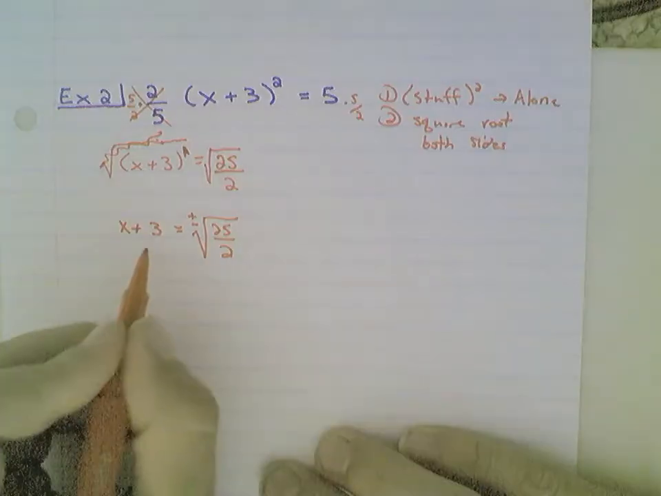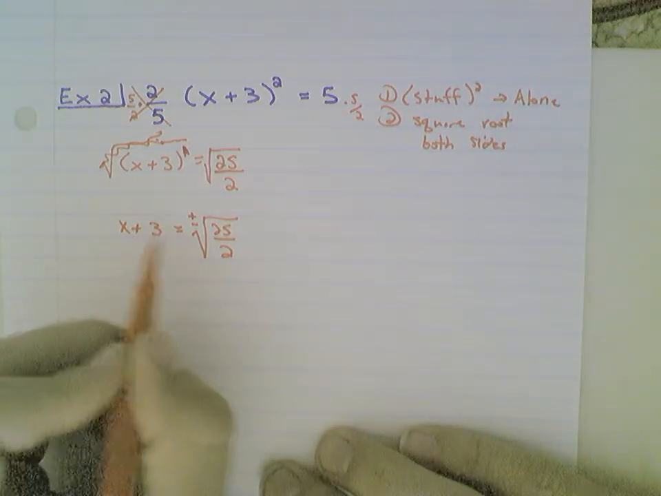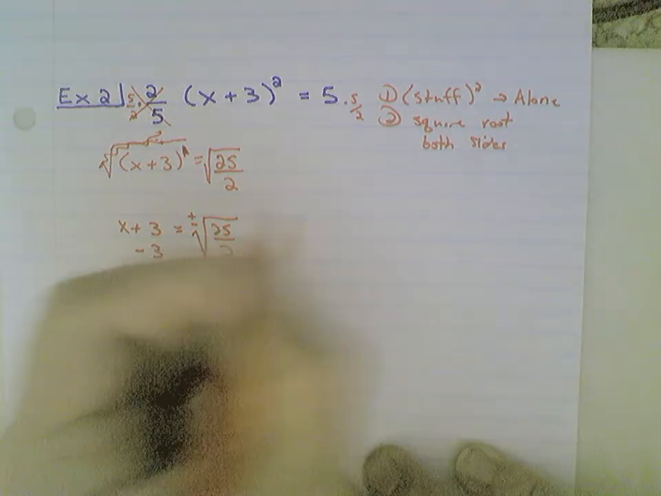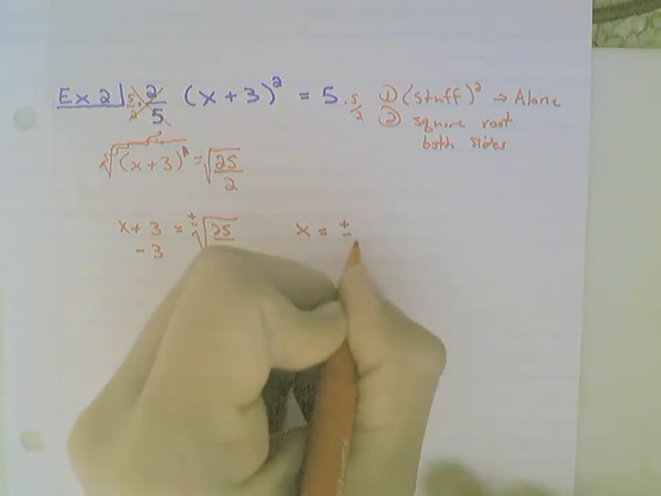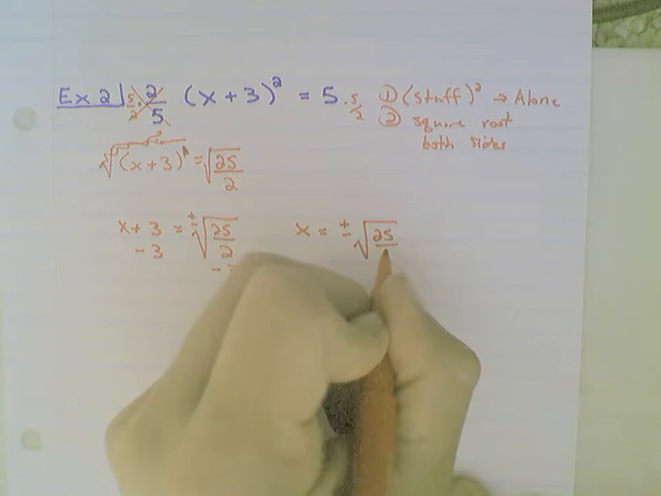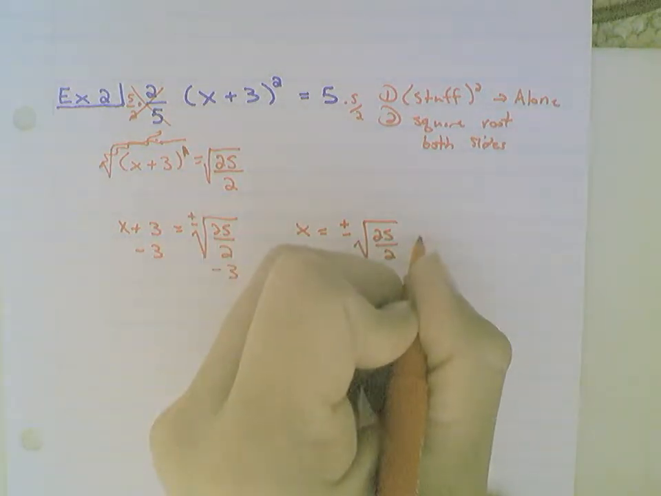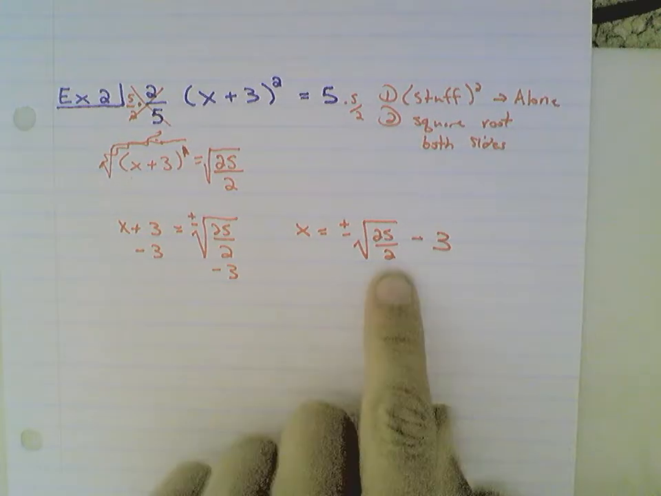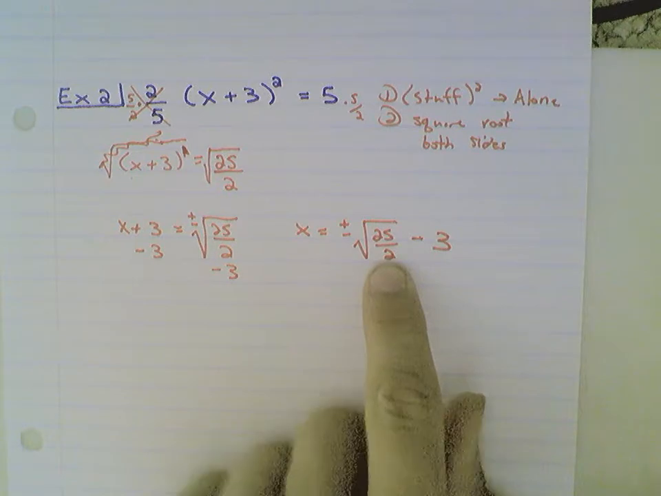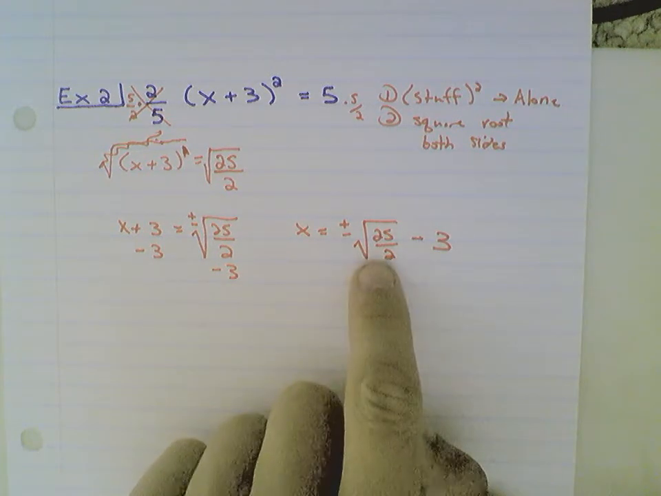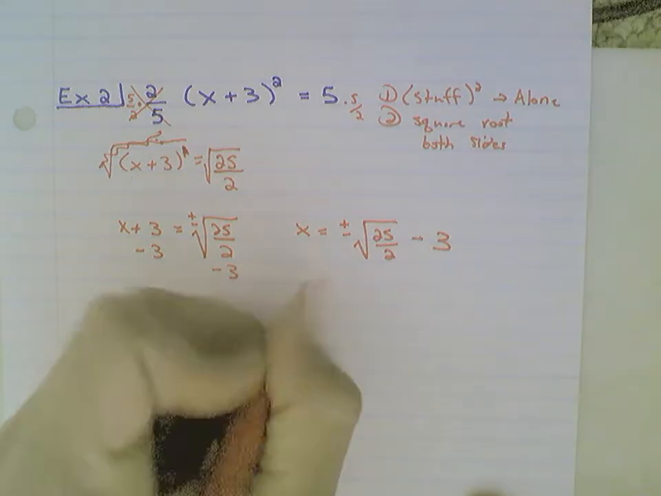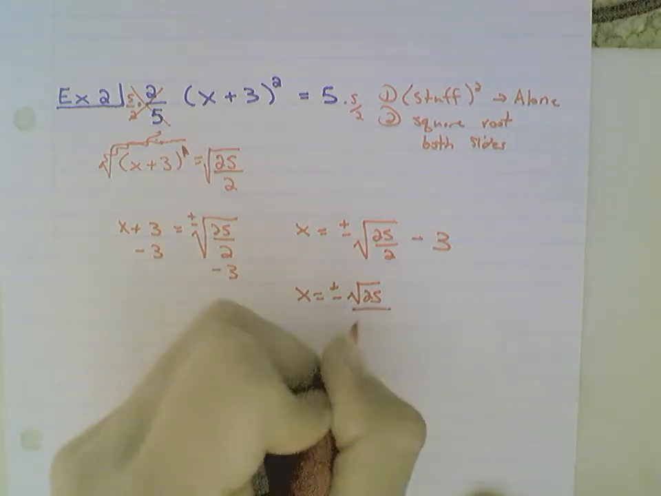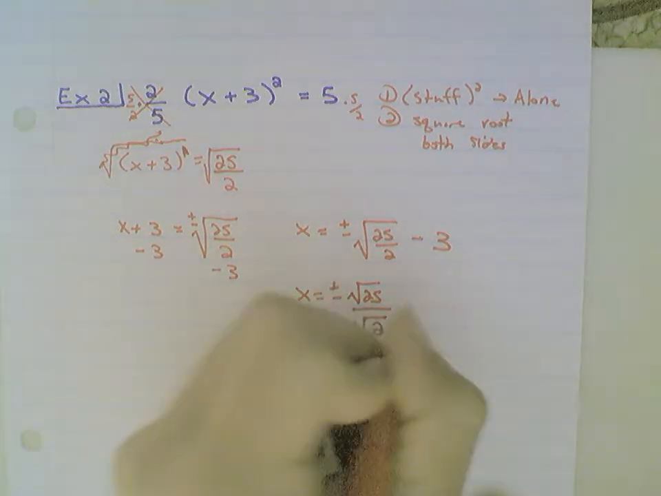And then to solve for x, I need to get rid of the plus 3, so I can subtract 3 from both sides. So at this point, I'm going to get x equals plus or minus the square root of 25 over 2, and then that's going to be minus 3 on the end. Now, the last thing I need to do is simplify the radical. Anytime I have a radical of a fraction, I can rewrite that as the radical of the top over the radical of the bottom, so the square root of 25 over the square root of 2, and then the minus 3 will just stay off to the side.